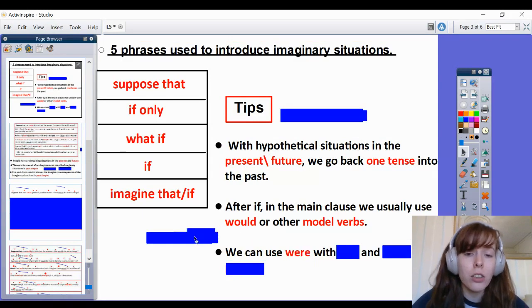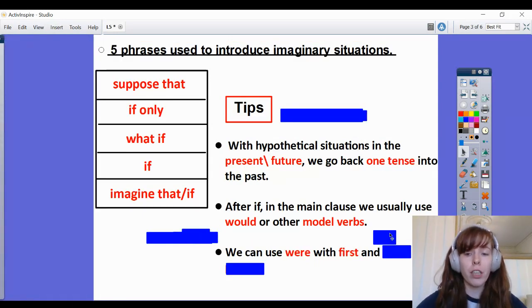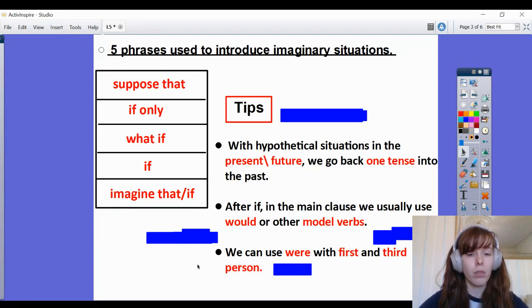We can use were with first and third person. Okay, if I were you, I would apologize to your boss.